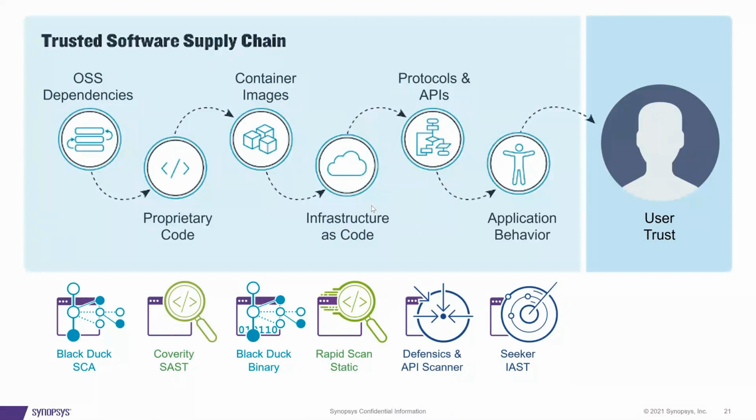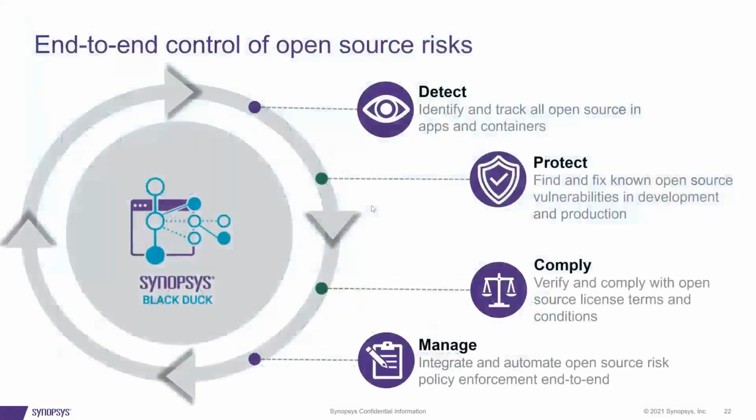So we'll talk a little bit more about each of the pieces down here, from a composition analysis piece, static analysis, as well as towards the end, we'll talk more about some fuzz testing, API scanning, and interactive application security testing. But the idea is to overbuild that user trust in your software application. A key piece of that is, again, that understanding the open source risks.